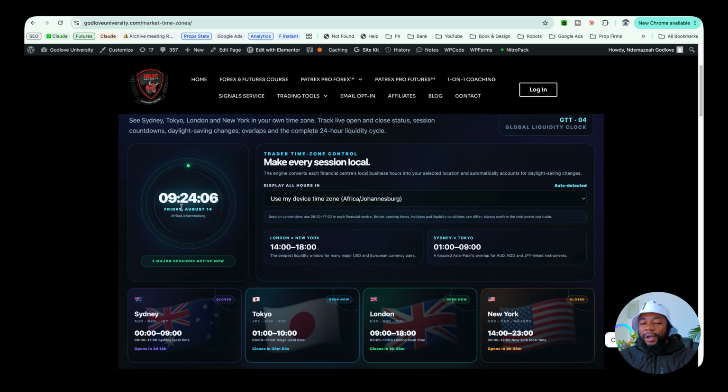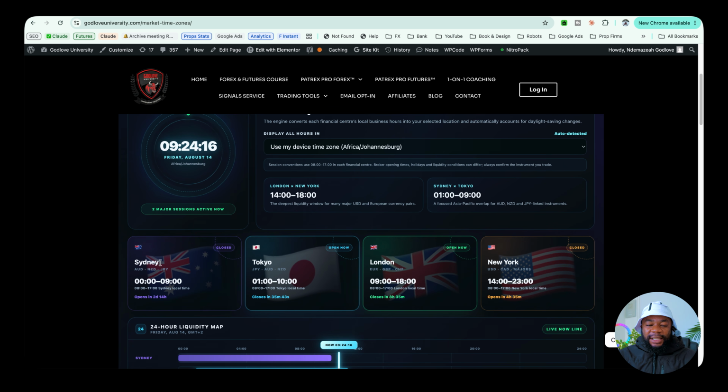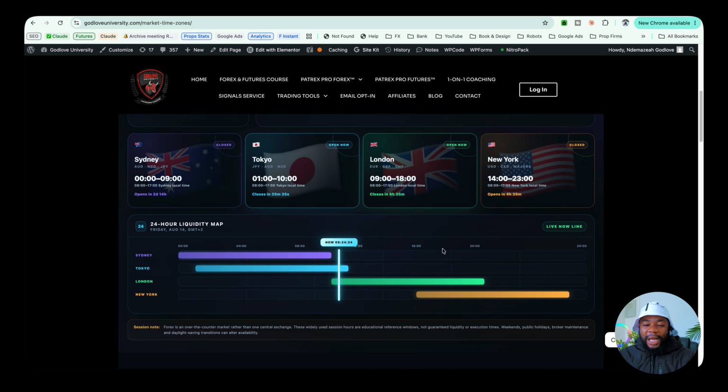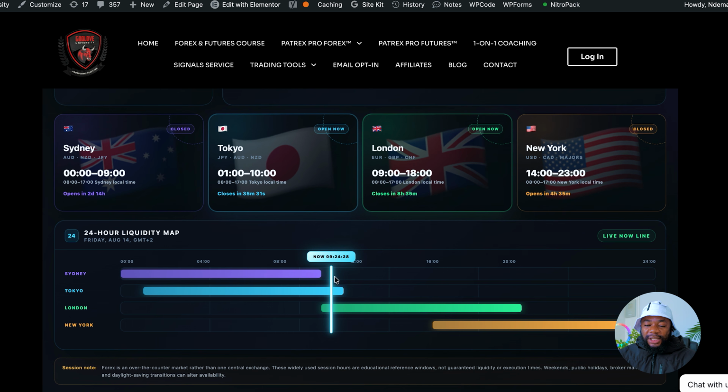And for me to know which session is open, you can see it picks my device. Just make sure you're not using any VPN or a VPS. It's going to show me the exact session that is open. Sydney is closed, Tokyo is open, London is open, and New York is closed. If I go down, you can see Tokyo has about 30 minutes left before it closes. And Sydney just closed about an hour ago.